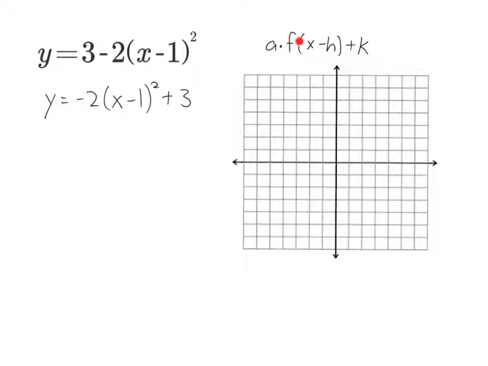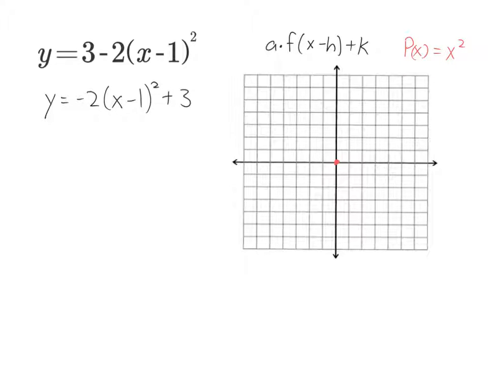Now, if you notice, you have a function, and the function is what is happening to this x minus h, and that's getting squared. So my parent function is going to be just x squared, the simplest squared that you can get. Now, x squared looks like this.